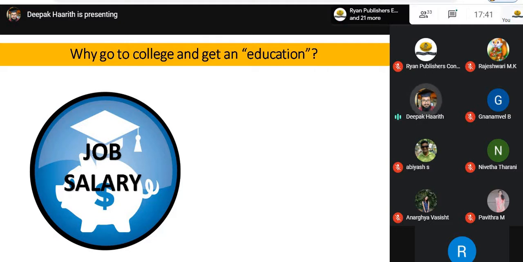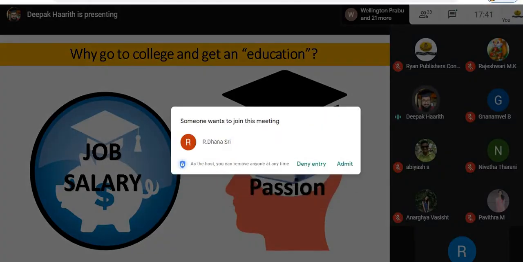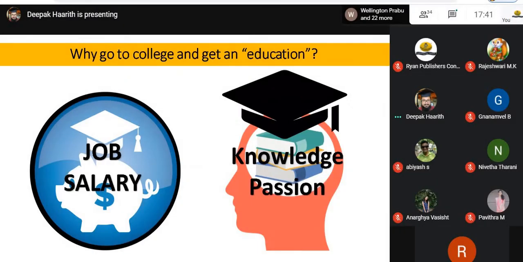I think that that's a shoddy perspective to begin with, any career for that matter, because learning and education should be about knowledge and passion. And if you have enough passion and if you are very knowledgeable, then automatically success should follow. So there are two camps here.